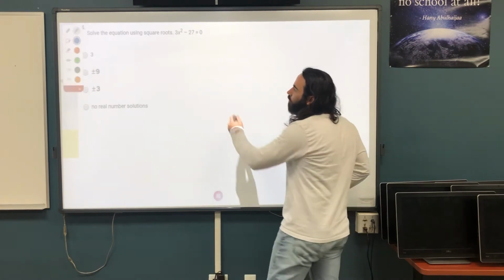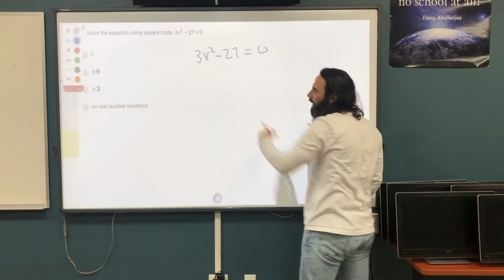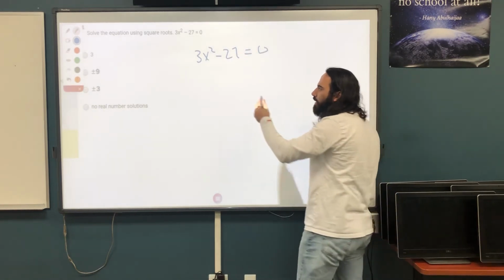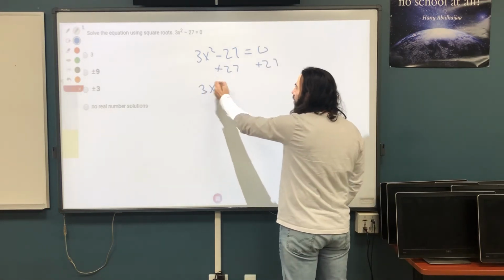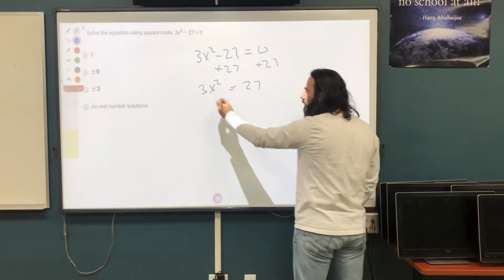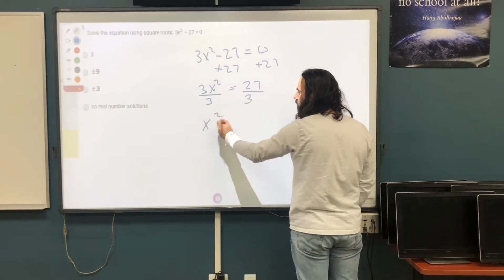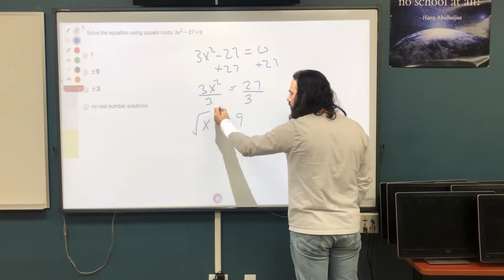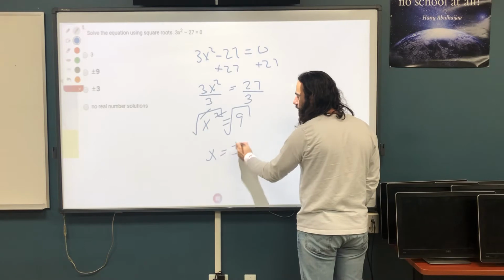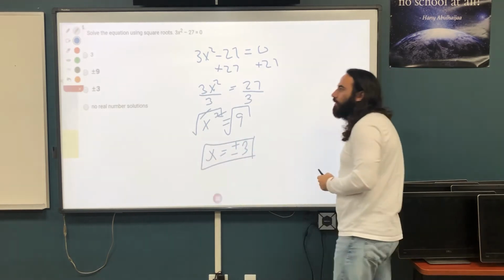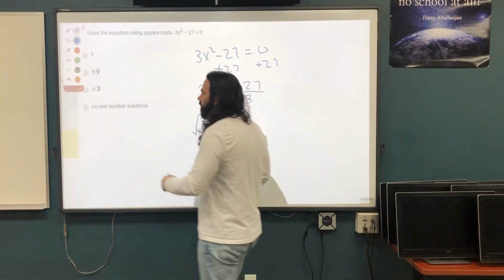Okay. So we have 3x squared minus 27 equals 0. The same thing, actually. We need to isolate x squared, so we add 27 to both sides. So it's going to be 3x squared equals 27. Divide both sides by 3. So x squared equals 9. To cancel the square, we do the square root for both sides. It cancels out. X equals positive negative 3. And this will be the answer. Positive negative 3. That is it.